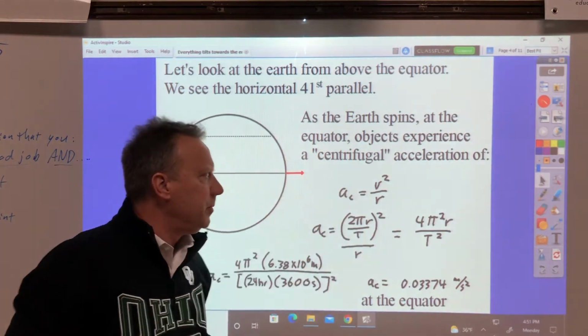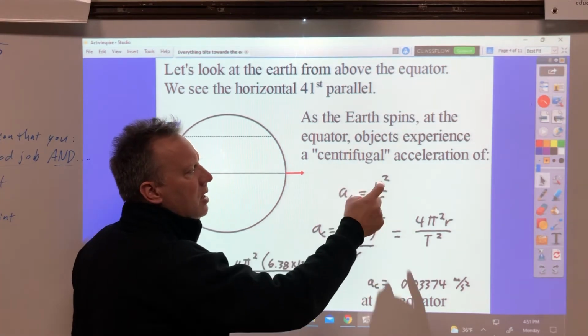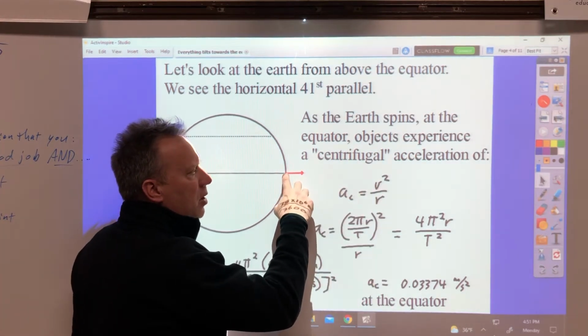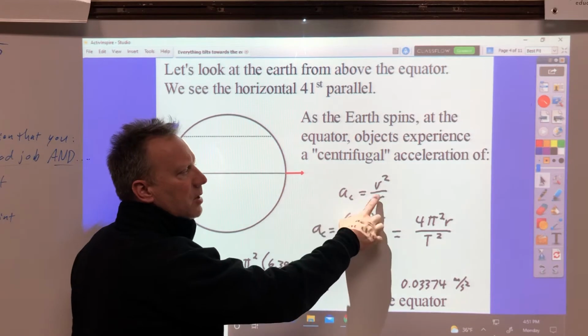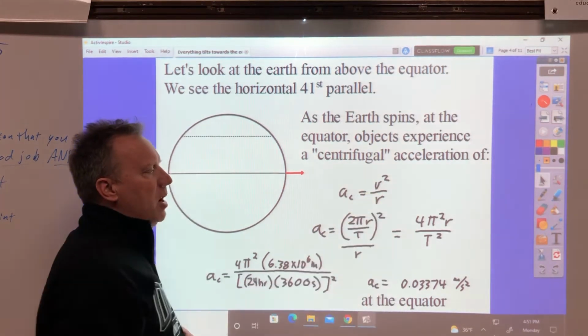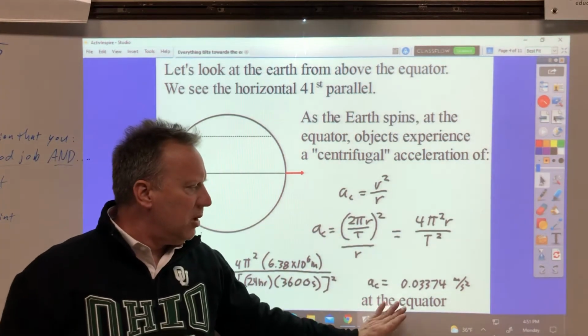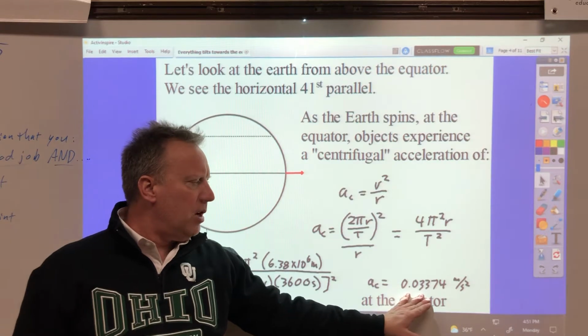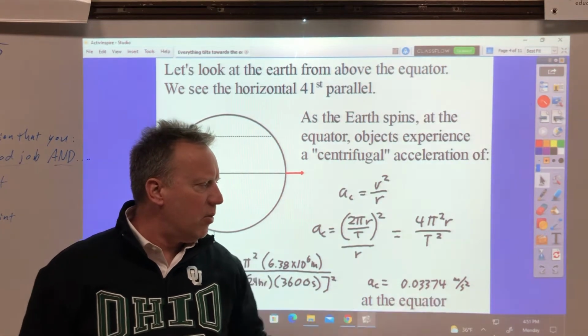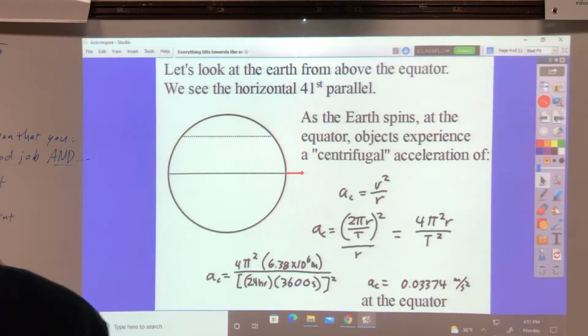this right here. The equation for centripetal acceleration is velocity at the equator, right there at the surface, squared, it should really be speed, divided by radius. When you work this math out, it comes out to a centripetal acceleration of 0.03374 meters per second squared, but we're going to call that centrifugal out.